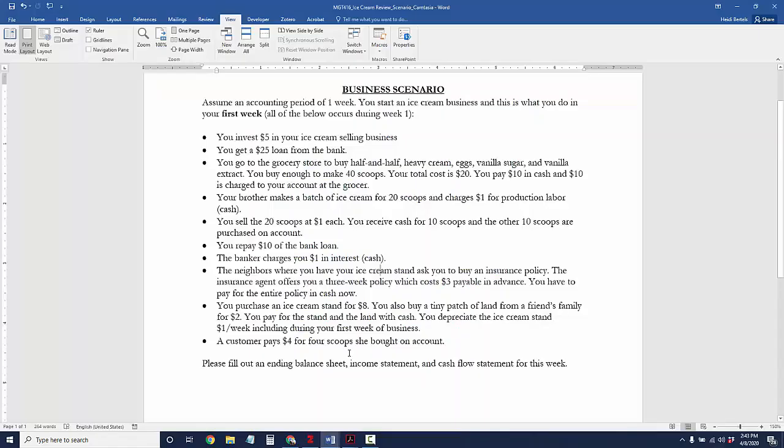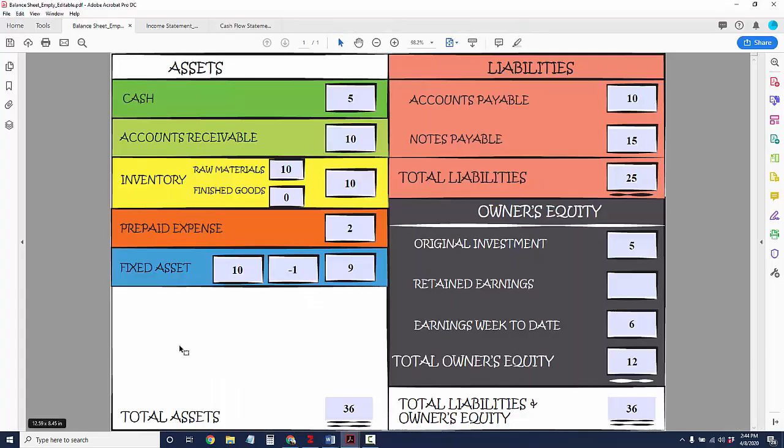Okay, so now we are at our last transaction. A customer pays $4 for 4 scoops she bought on account. So you had already sold those 4 scoops, but the cash hadn't settled. But this customer is now ready to pay you $4 in cash. So the customer pays you $4 for scoops that you had sold already. Your cash goes up by 4, okay, to 9.